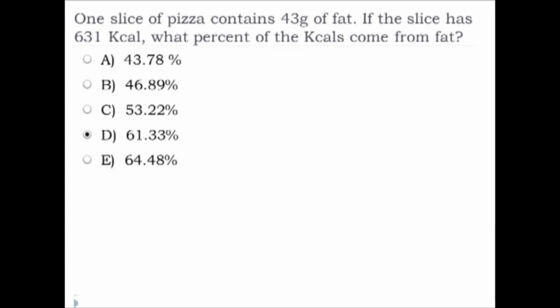Let's do the calculation. 43 grams of fat. Remember, you can't do 43 over 631. They're two different units. So 43 grams have got to be transformed into calories, and that is done by multiplying by 9. So we have 387 fat calories divided by 631 total calories times 100. We get 61.33%, D.